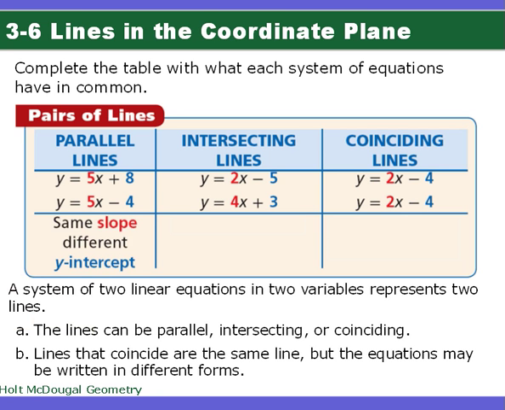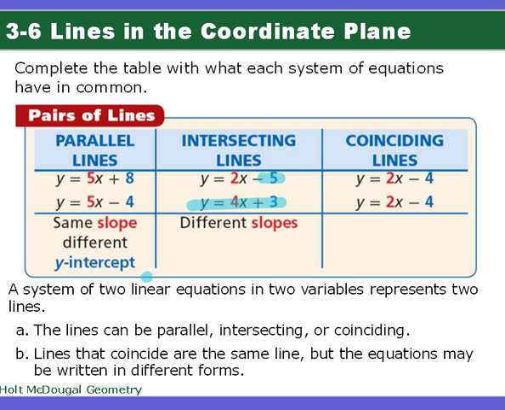Intersecting lines, if you look at these 2 equations, you can see neither the slope or the y-intercept is the same. But the key part here is that the slopes are different. So if the slopes are different, then that means that the lines are intersecting. It doesn't matter what the y-intercept is.